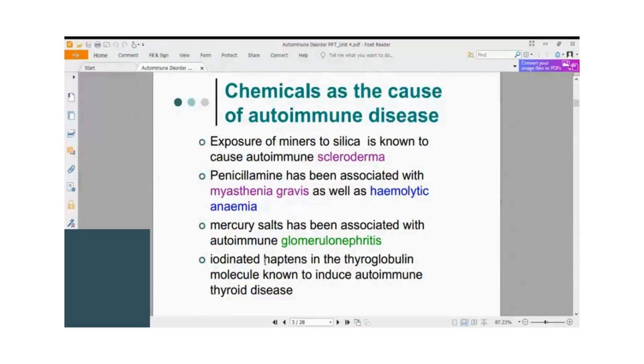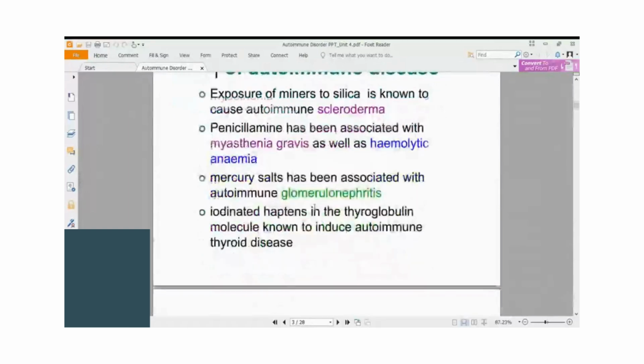And that iodine that is added to the salt, one needs to add in a proper proportion. If excess is added, that iodine itself will become a problem for the person, where it may induce immune thyroid disease, where that iodine will form complexes with some proteins and initiate an autoimmune response, and destruction of the thyroid may take place. And this is as far as chemicals are concerned, which can initiate autoimmune response.